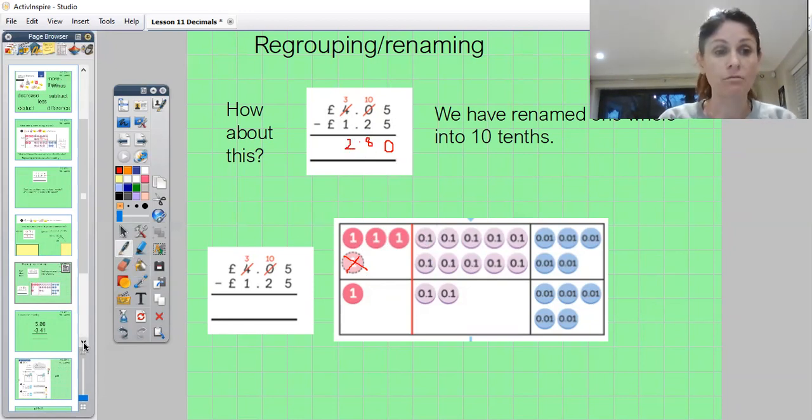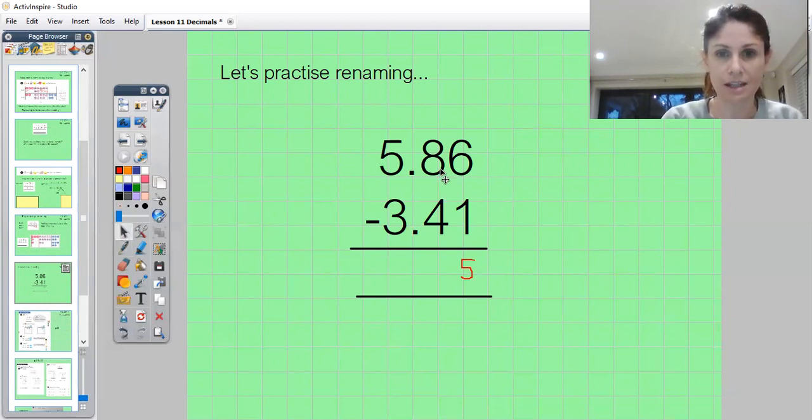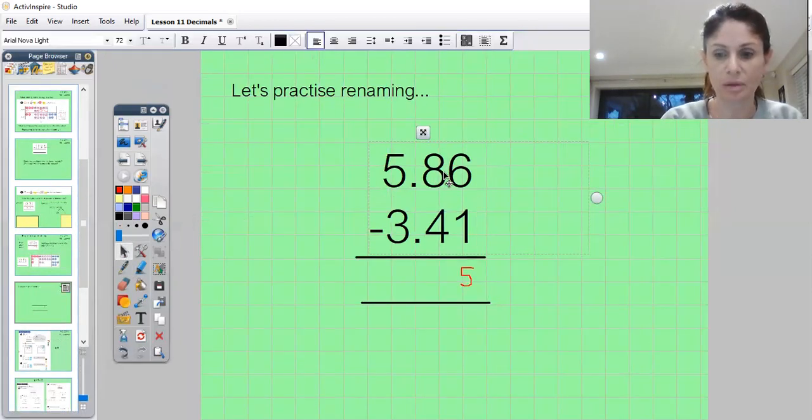Okay, right. So let's have a quick practice at one more of those. 6 take away 1 is 5. Some of you are making silly mistakes with your adding and your subtracting with these digits. You've got to check them. Right, 8 take away 4. Oh, look, I changed the number, didn't I? Let's change it back. I'm going to make that a 1, I think.